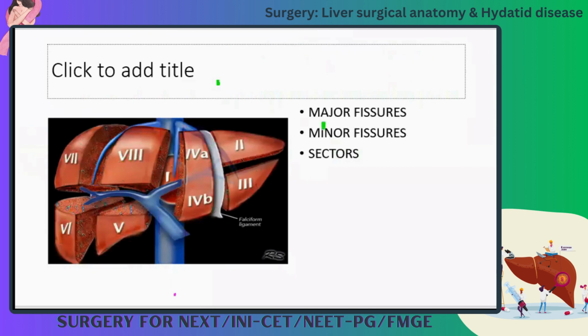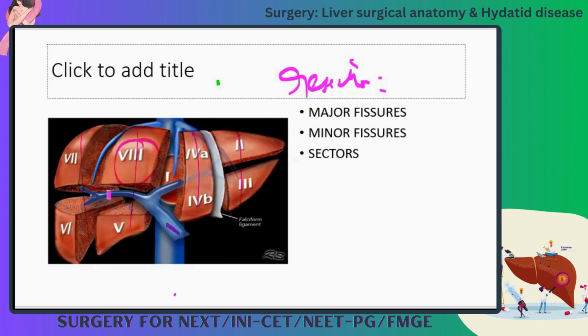It has 3 sectors. Important is 3 sectors. So the sectoral anatomy is important for resection of tumors. Why is this important? For resecting. If a tumor is there in one segment, which segments to remove, we'll see in the next. So this is 1, 2, 3, and 4. These are the 4 important sectors divided by 3 fissures.